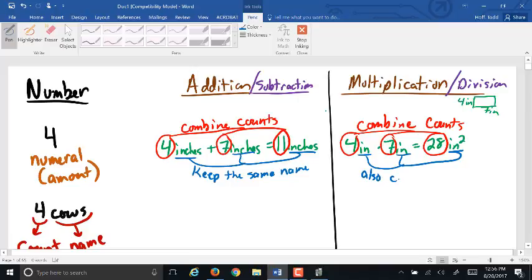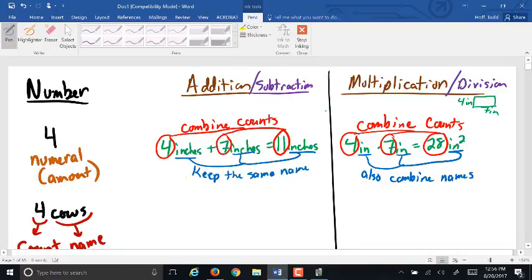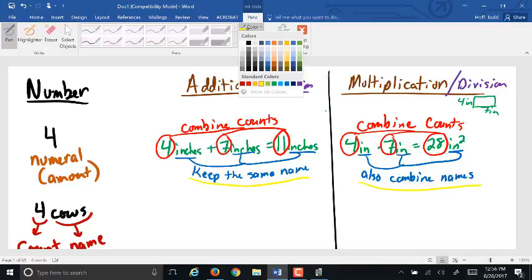When we multiply numbers, we also combine the names. And that's the big difference between multiplication and addition: when we add, we're going to keep the same name. When we multiply, we're going to also combine the names. This actually has some major consequences. It doesn't seem like a big deal right now, but it has some major consequences in looking at how our other forms of numbers are operating. All those special rules we learned for decimals and fractions and all that stuff actually come from this right here.